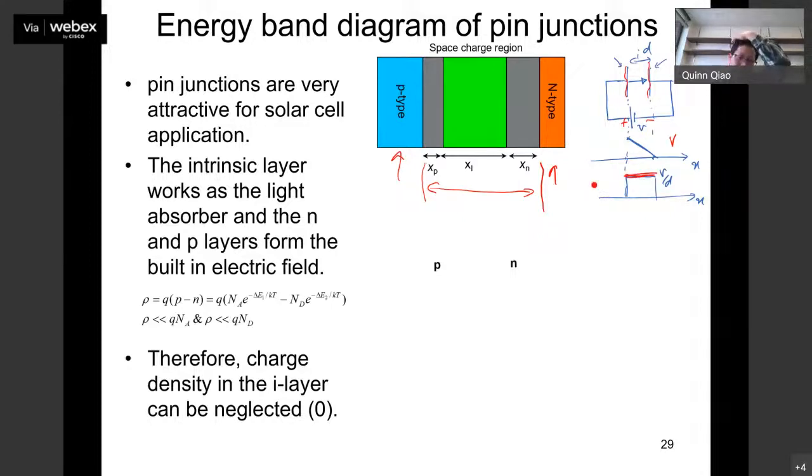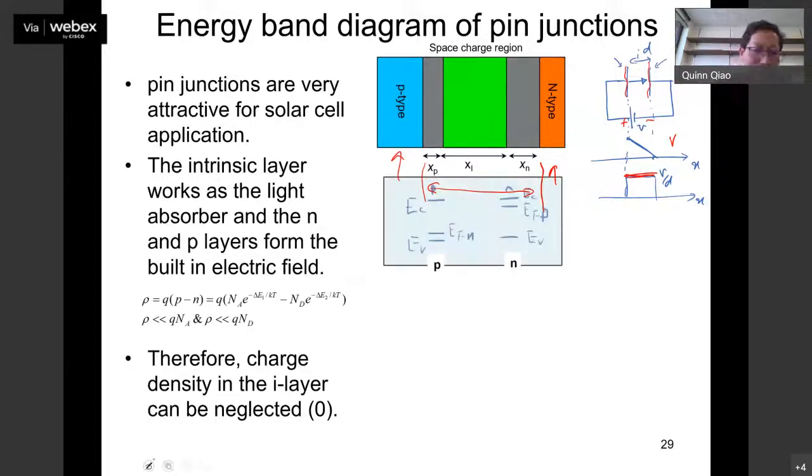That's almost the same concept as the PIN junction. You can think about the P as a metal plate and the N as a metal plate. Inside the PIN junction, in the I layer, you will have an almost flat electric field, and the potential drop will be linear. That's what you see here, if I plot that.